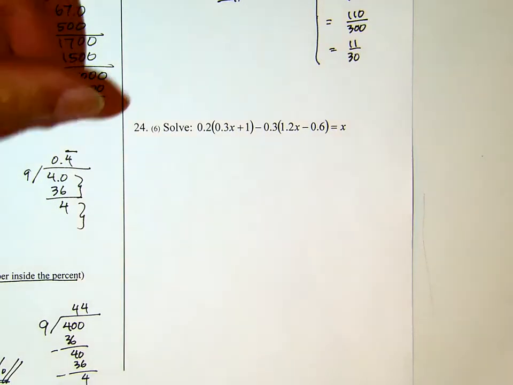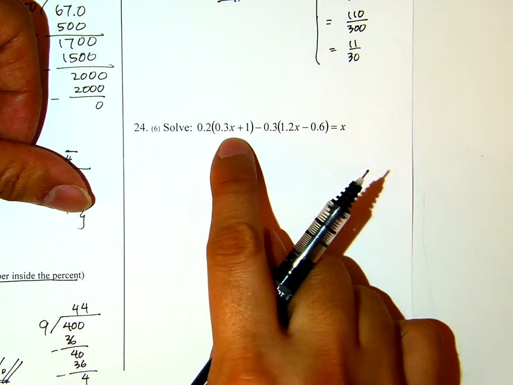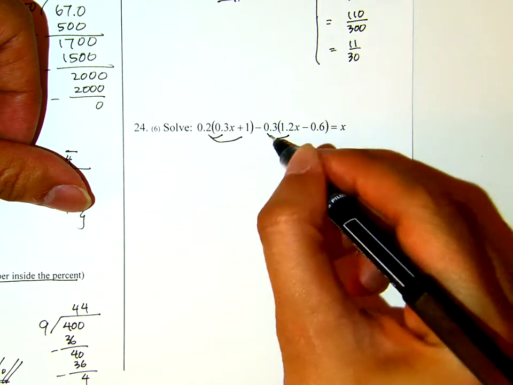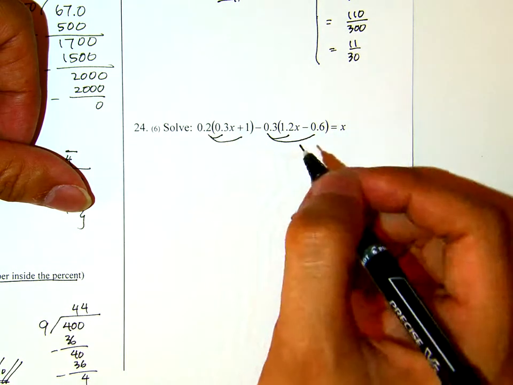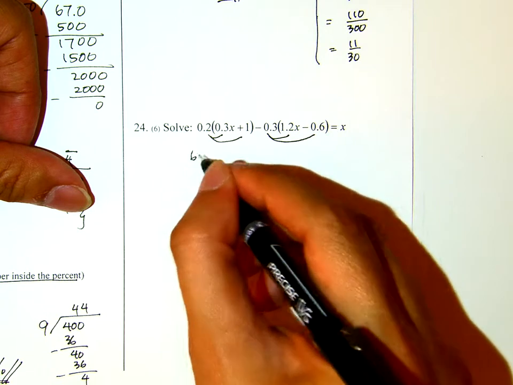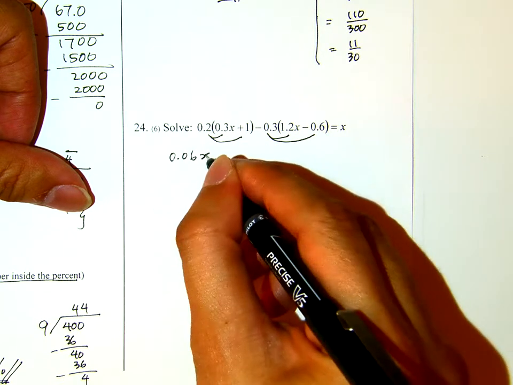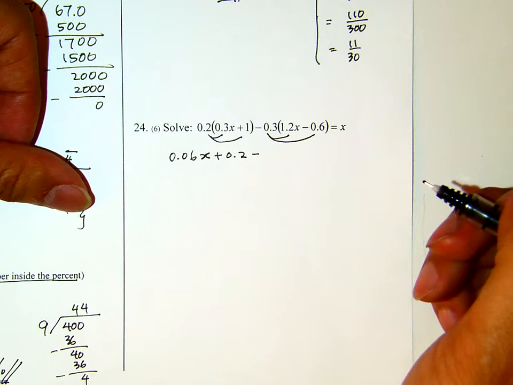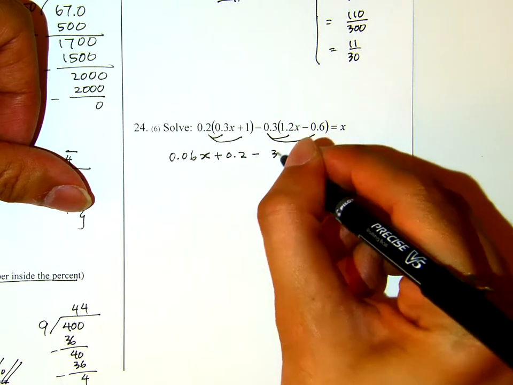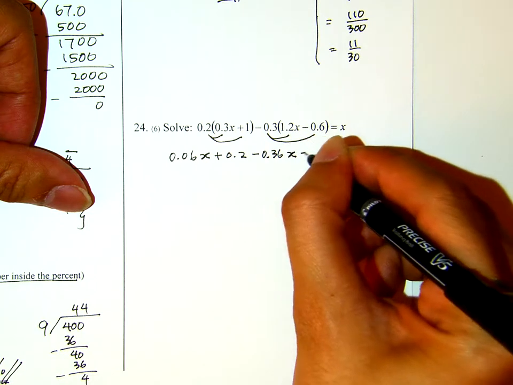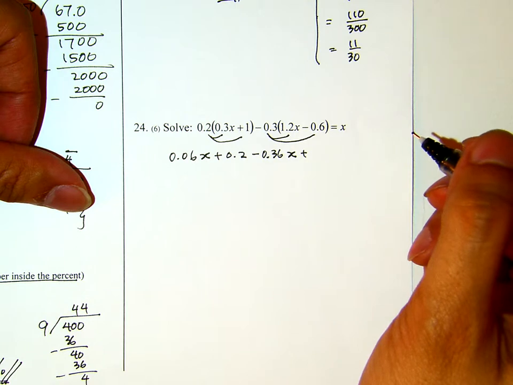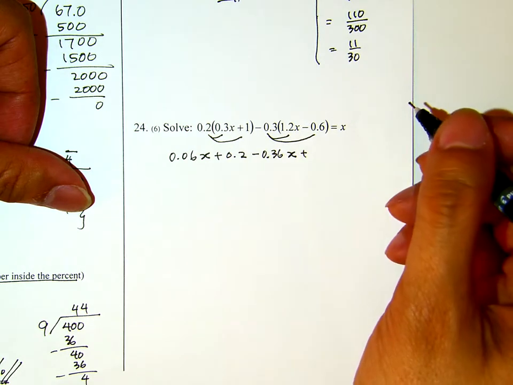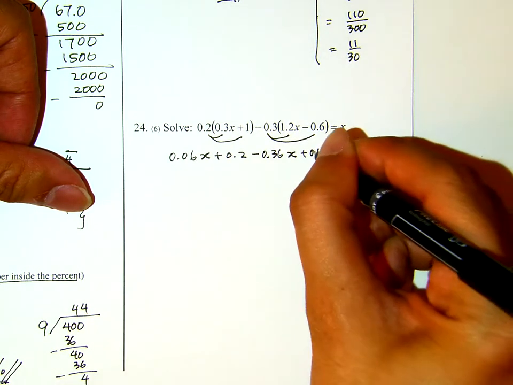Number 24. Solve this equation here. You see that I have a grouping symbol and I cannot combine like terms, so I will do distribution. 0.2 times 0.3x: 2 times 3 is 6, with 2 decimal places, with x, plus 0.2 times 1, that's 0.2, minus 0.3 times 1.2x, that's 3 times 12, that's 36, with 2 decimal places and x, plus 0.3 times 0.6, plus because it's negative times negative. 3 times 6 is 18, 2 decimal places, equals x.